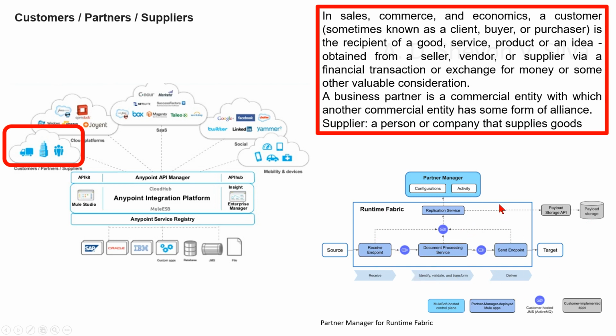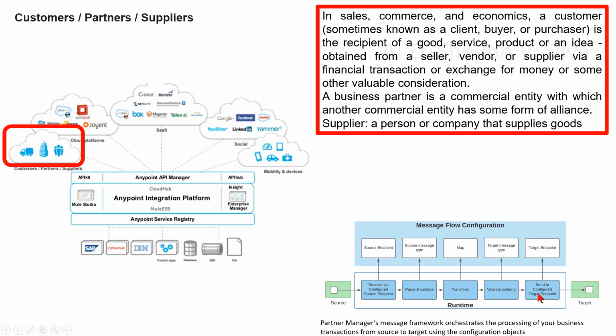Here the Mule hosted control plane is partner manager. Here partner manager deployed Mule apps are in receive endpoint, document processing service, send endpoint, and replication service. Here the customer hosted JMS are here, and the customer implemented apps are in payload storage API.